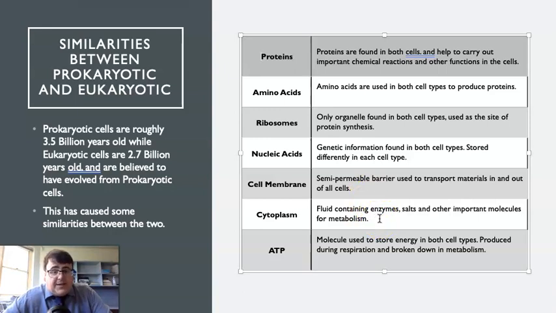All cells have cytoplasm, prokaryotic and eukaryotic, containing enzymes, salts, and other important molecules to help the metabolism of that cell proceed. And lastly, both prokaryotic and eukaryotic cells have ATP. ATP is like the currency of energy. Basically, it's a molecule that stores energy that the molecule will release when the cell needs energy to be used inside.